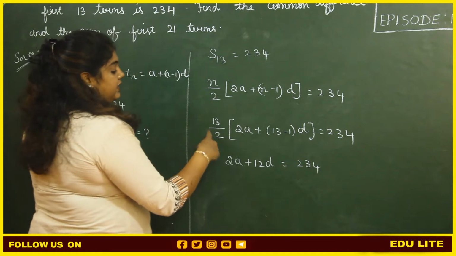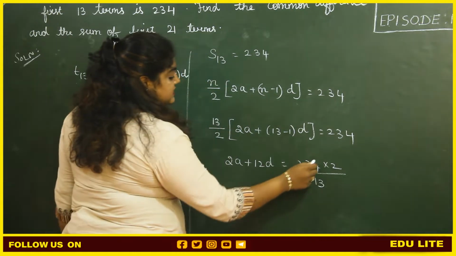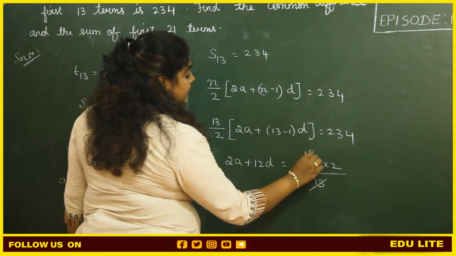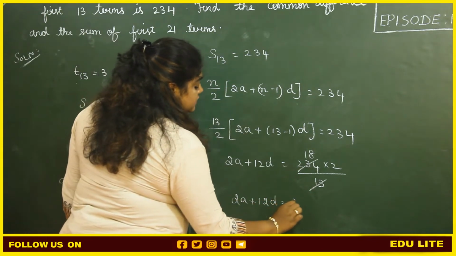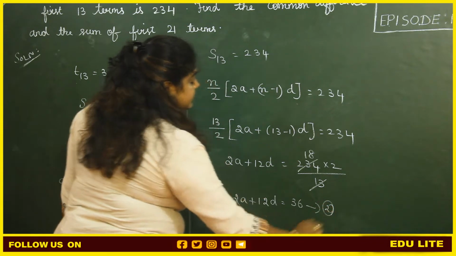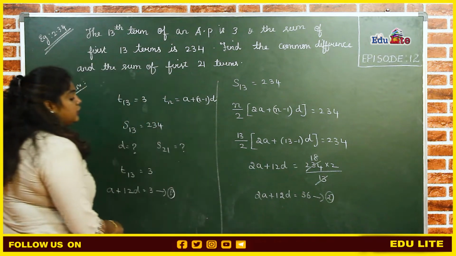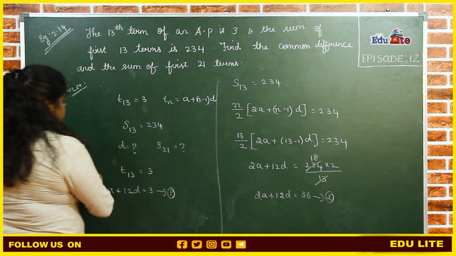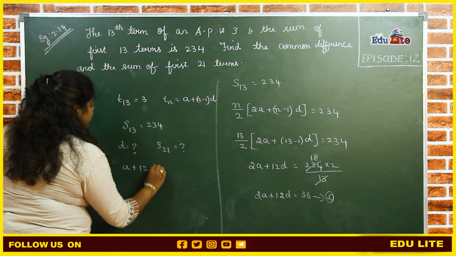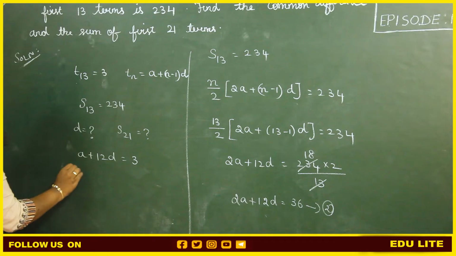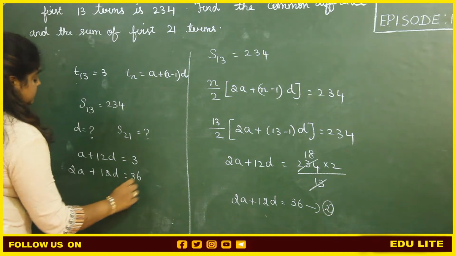Taking 13 by 2 to the other side, it becomes 2 by 13. Cancelling 234 with 13 we get 18, so 2A plus 12D equals 36. We will consider this as equation 2. Now we have to solve equations 1 and 2 as linear equations. The first equation is A plus 12D equals 3, and the second equation is 2A plus 12D equals 36.